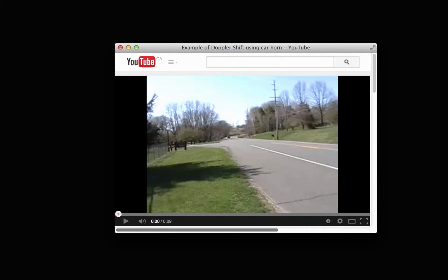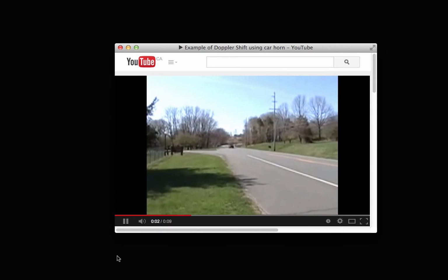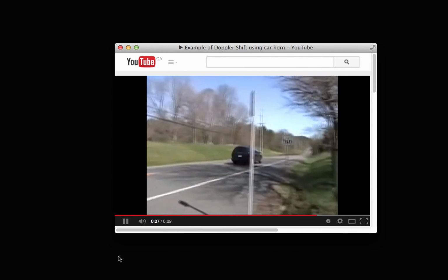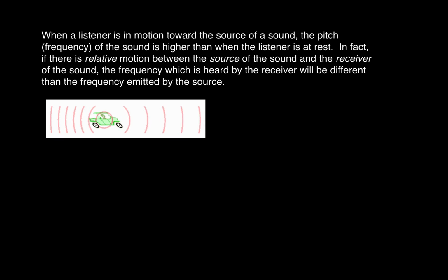Here is an example of how the sound of a car horn changes as it moves past an observer. When a listener is in motion towards the source of a sound, the pitch frequency of the sound is higher than when the listener is at rest. In fact, if there is a relative motion between the source of the sound and the receiver of the sound, the frequency which is heard by the receiver will be different than the frequency emitted by the source.